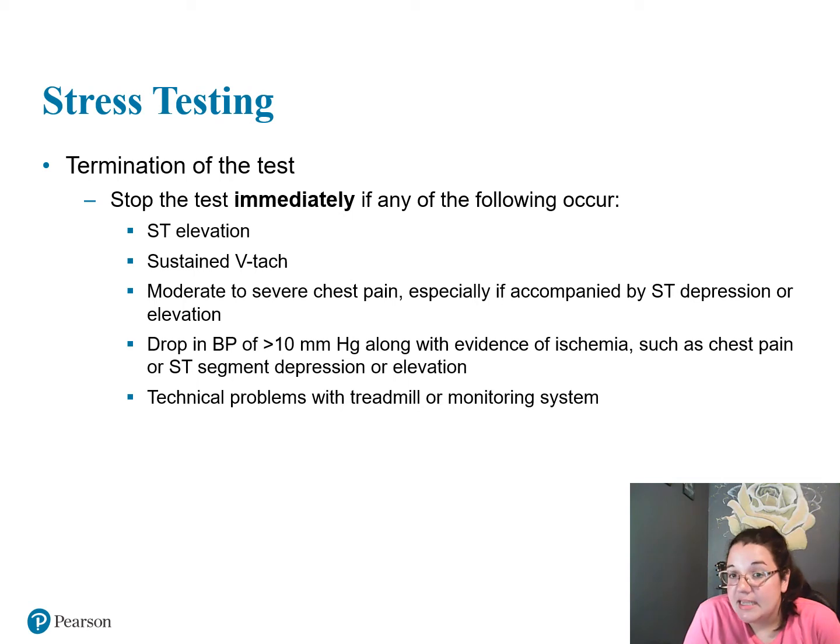If we have a sustained VTAC, V tachycardia, if our patient is having moderate to severe chest pain, especially if it is accompanied by ST depression or elevation, if there's a drop in blood pressure, so I want you to think about it. If you're on a treadmill, what should be increasing? Your heart rate, right, which is your blood pressure. So if my patient's blood pressure is dropping, we want to stop immediately, along with evidence of ischemia, such as chest pain or ST segment depression or elevation. And if we are having any technical problems with the treadmill or monitoring system.